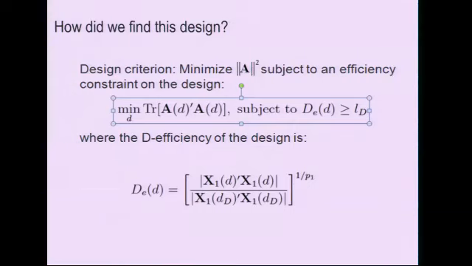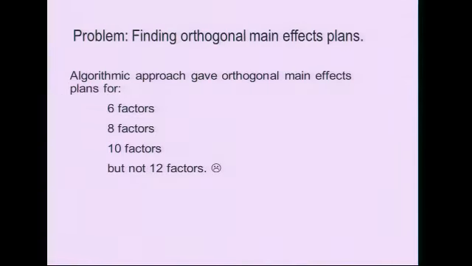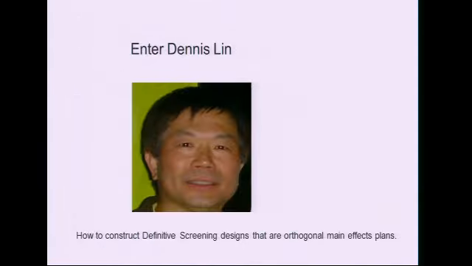And that's what we described in the paper that Dennis put up this morning. And our algorithmic approach gave orthogonal main effects plans for 6 factors, 8 factors, and 10 factors. But when we got up to 12 factors, even though we ran the algorithm 100,000 times, we couldn't find an orthogonal design. So there's something about the symmetry there that made it just impossible to find using the algorithmic approach that we had. So enter Dennis Lin to the picture.